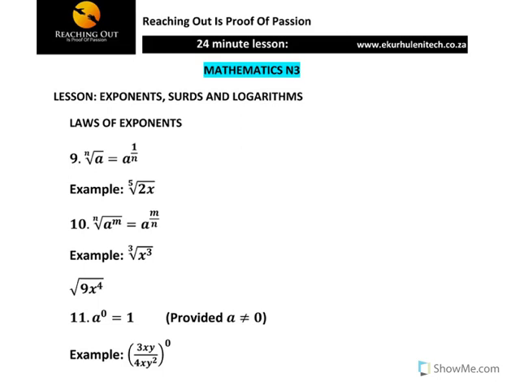So now if you look at this one, which is 5, it means the 5th root of 2x.